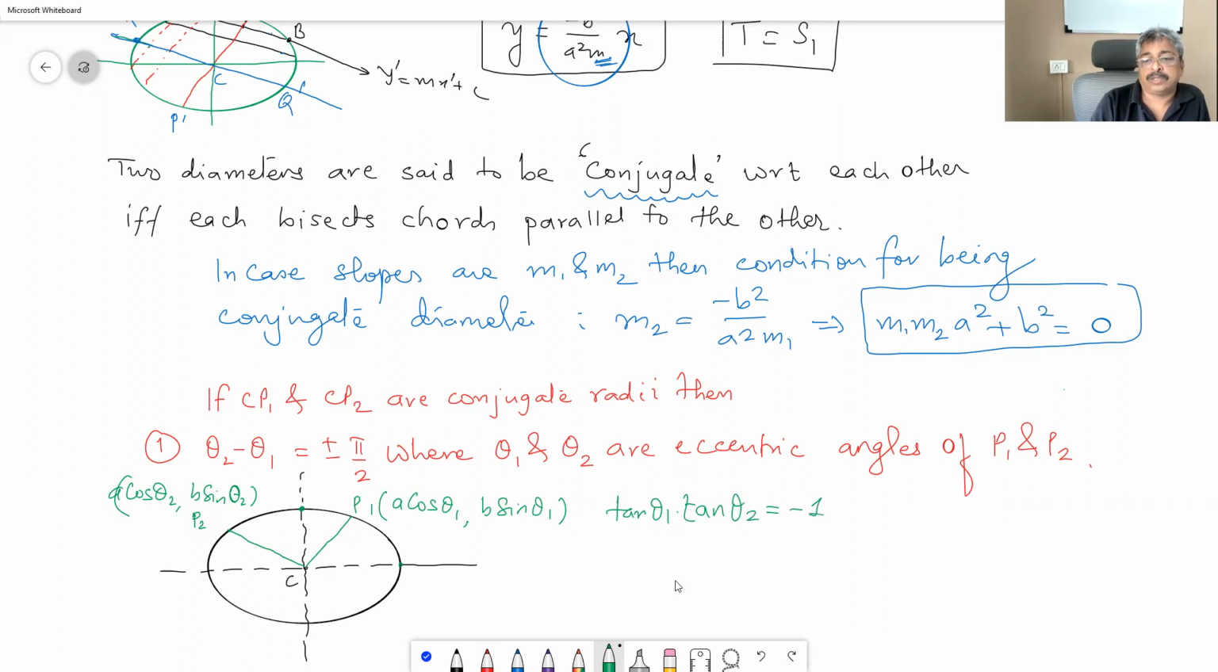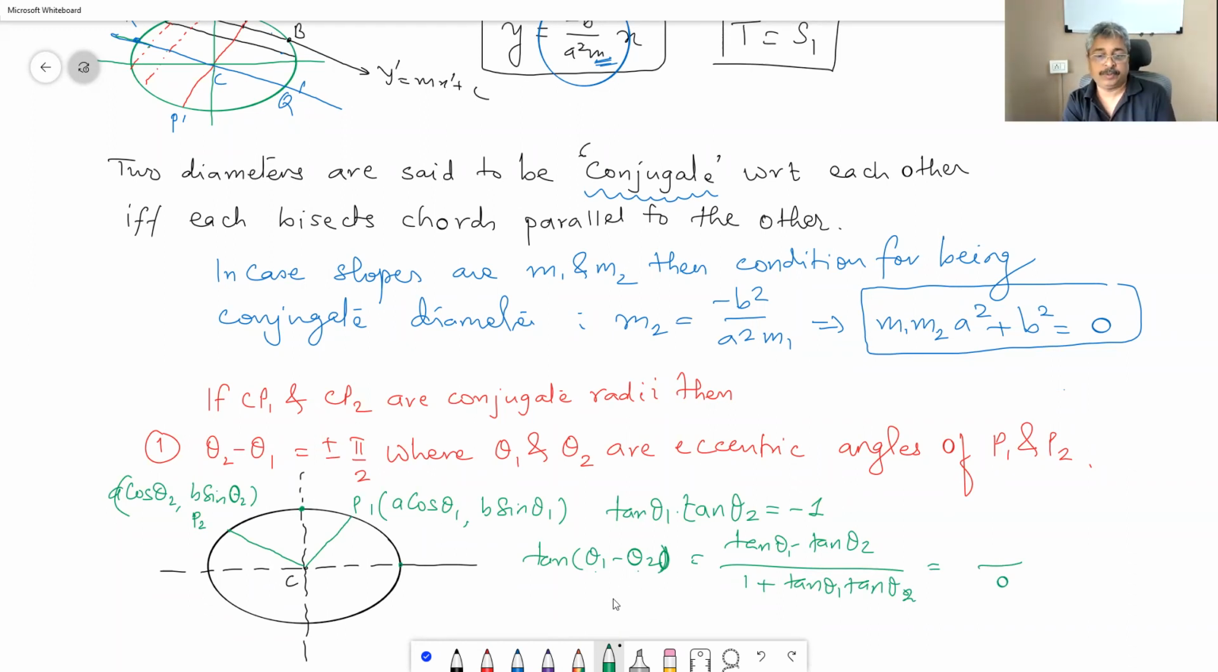is equal to -1, and hence if you apply the tan of theta 1 minus theta 2 formula, you get the numerator tan theta 1 minus tan theta 2 upon 1 plus tan theta 1 tan theta 2, and this denominator becomes 0, and therefore the angle theta 1 minus theta 2 must be minus pi by 2 or plus pi by 2. Therefore this implies theta 1 minus theta 2 is pi by 2.